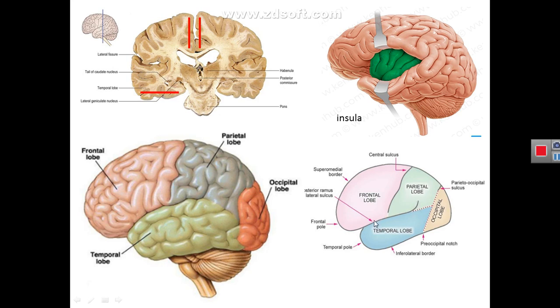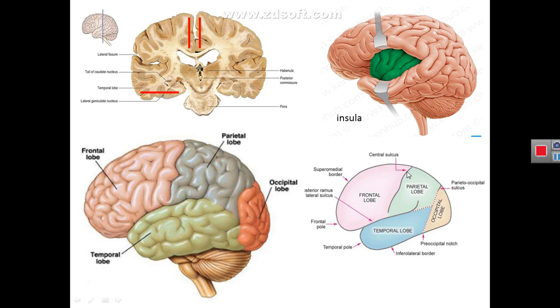The posterior ramus of the lateral sulcus is one of the markers for demarcating the lobes of the cerebrum on the superior lateral surface. The other sulcus is the central sulcus. The central sulcus begins at the superior medial border, behind the midpoint between the frontal pole and the occipital pole. If this is the midpoint between the frontal pole and the occipital pole, behind it on the superior medial border is the beginning of the central sulcus.